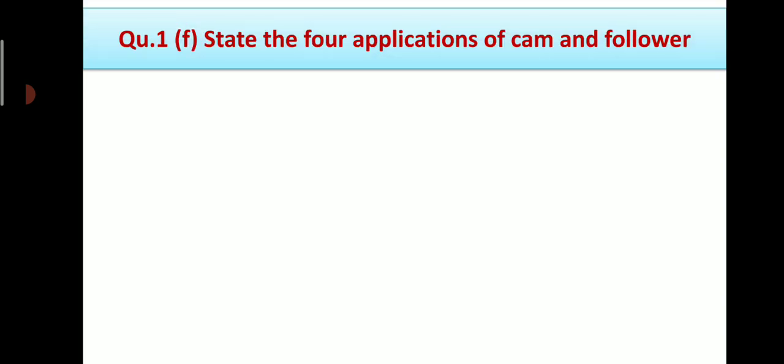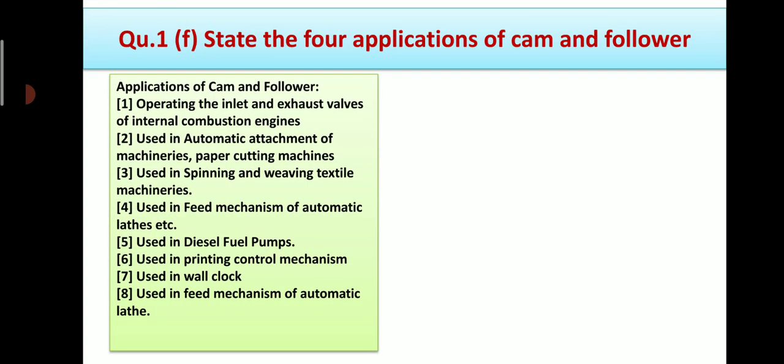Let us see what are the applications. Applications of cam and follower are: number 1 is operating the inlet and exhaust valves of internal combustion engines. It is used in automatic attachments of machineries, paper cutting machines, in spinning and weaving textile machineries, in feed mechanism of automatic lathe, and in diesel fuel pumps. They are also used in printing control mechanisms. They are also found in wall clocks and feed mechanism of automatic lathe.